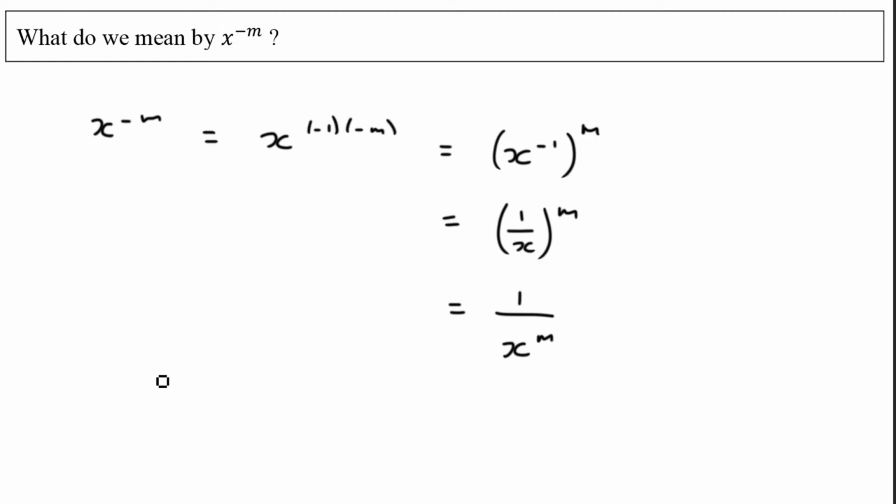So here is our general rule. When we say x to the -m, what we mean is 1 over x to the m. So for example, 3 to the -2 is the same as 1 over 3 squared. That is 1/9.